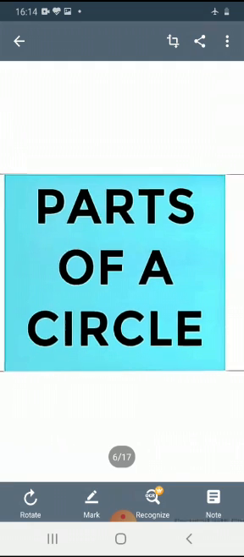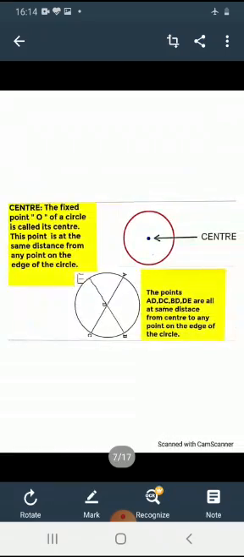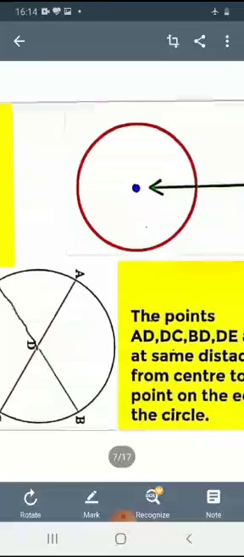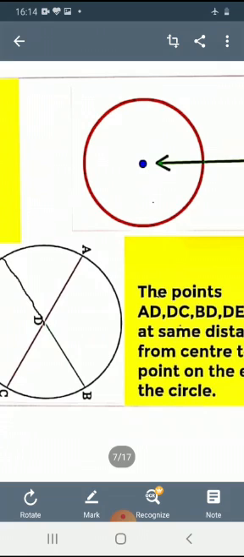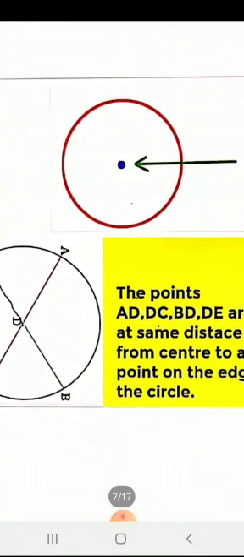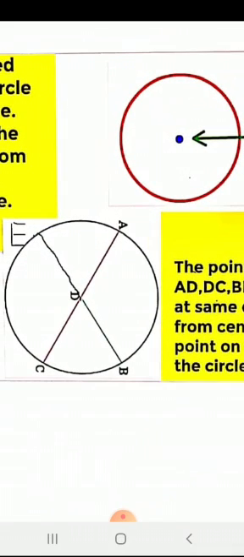What is the center of the circle? Let us see. The middle point of a circle, we'll say it is the center point of a circle. From this center to any part we will draw a line segment. Why are we saying a line segment? Because it has two endpoints. They will all be at the same distance from the center point to any edge of the circle.